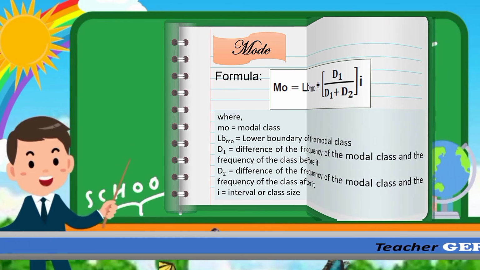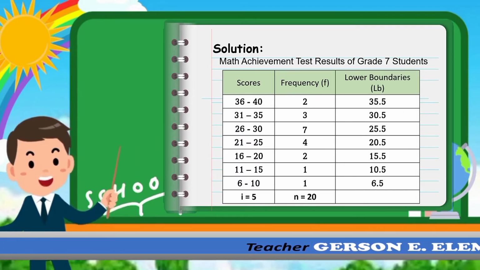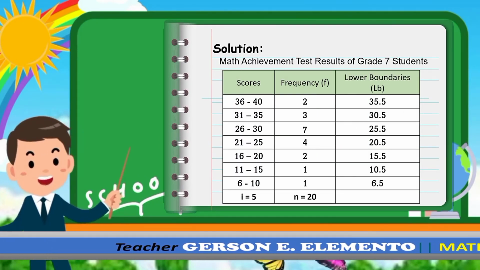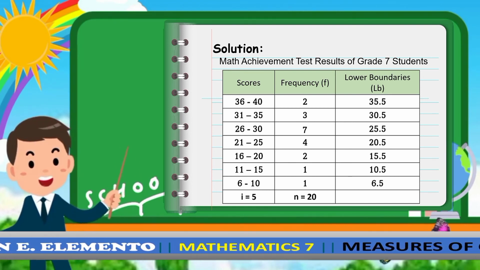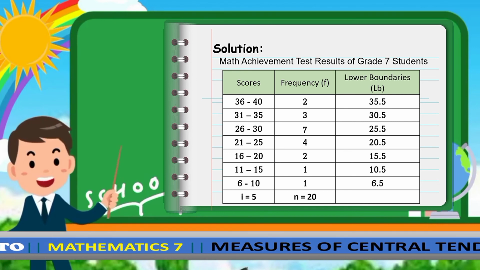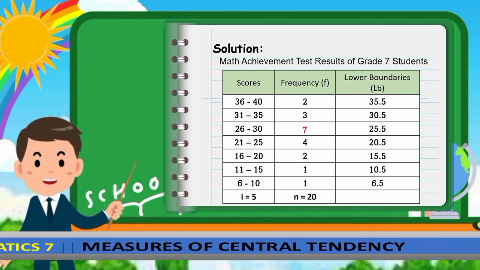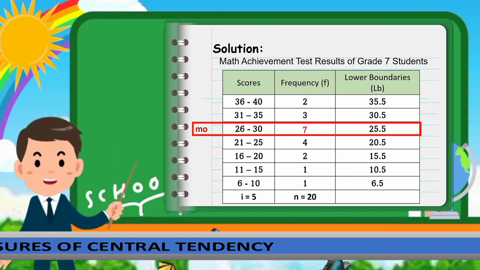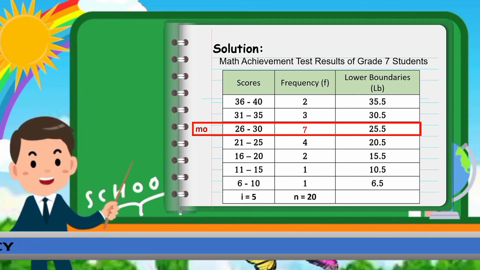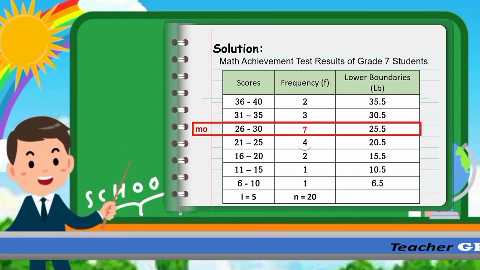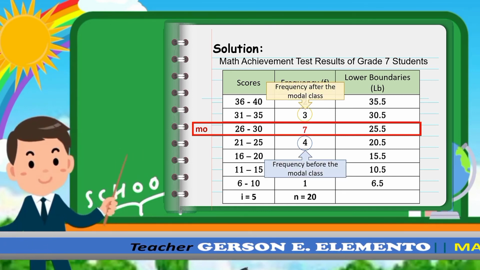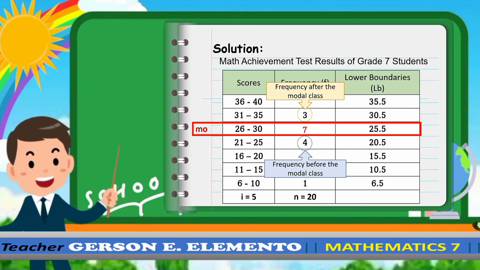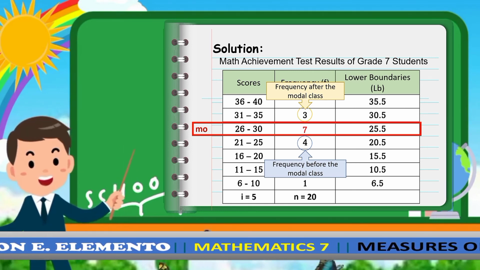Solution: in finding the mode, we will consider the class where we can find the highest frequency. Here we have 7 as the frequency of the class scores 26 to 30, and its corresponding lower boundary is 25.5. 4 is the frequency before the modal class, and 3 is the frequency after the modal class. Here is our solution.